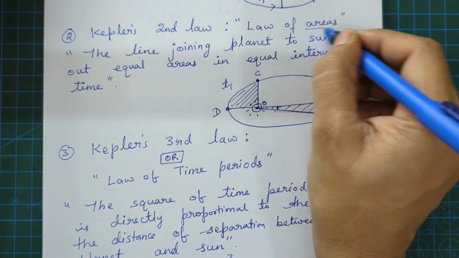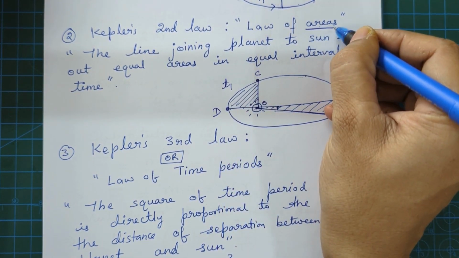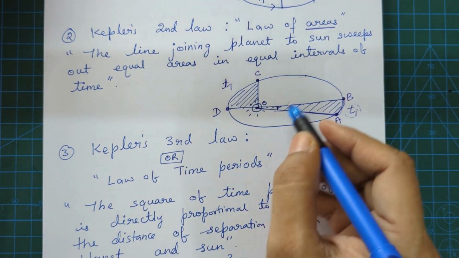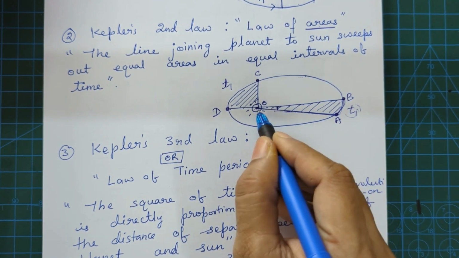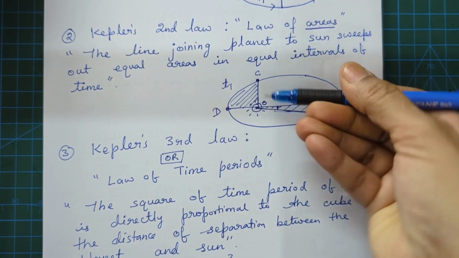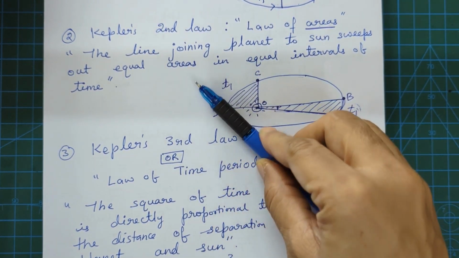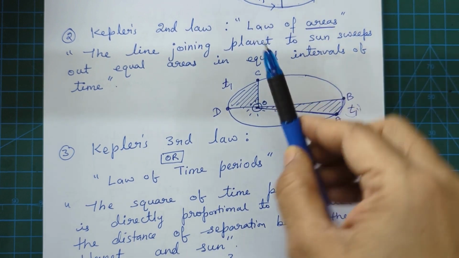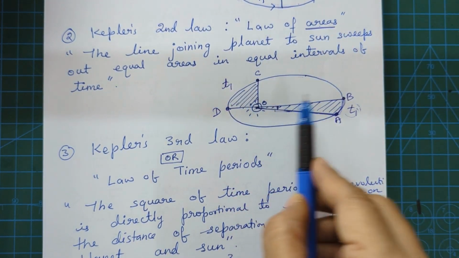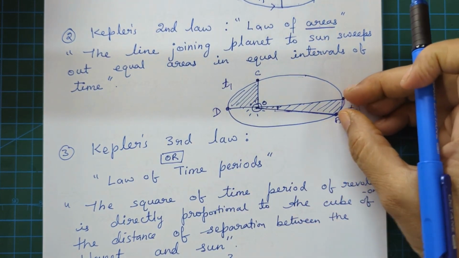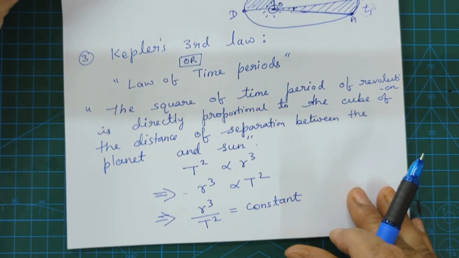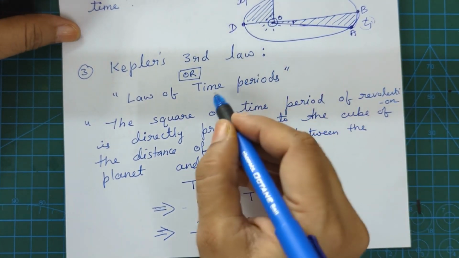So what is the law of areas? The law of areas states that the line joining the center of the sun to the center of the planet sweeps out equal areas in equal intervals of time. That means this area and this sector area are the same in equal intervals of time. That means if this time and this time are the same. That's the second law.